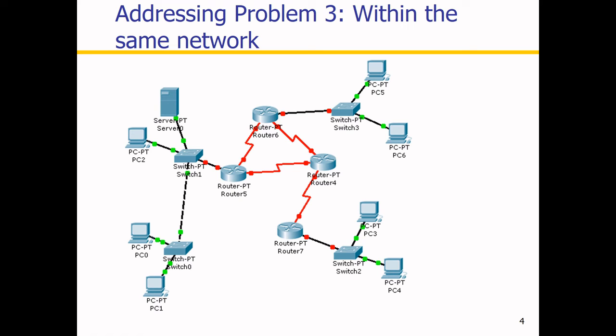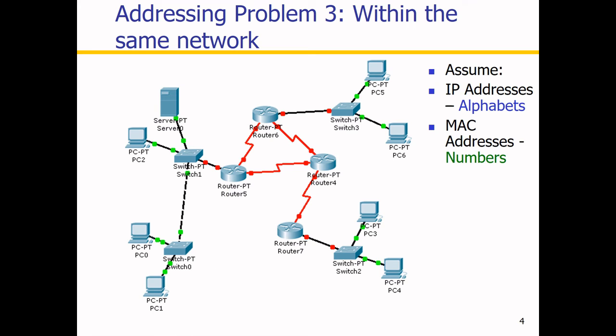So in the same scenario, now we are going to be sending data within the same network. And since it's within the same network, you do not need to cross a router. The routers are the devices that create separate networks. If you don't have a router, you have only one network, okay? So once again, you have IP addresses assigned by alphabets and MAC addresses assigned by numbers, okay?